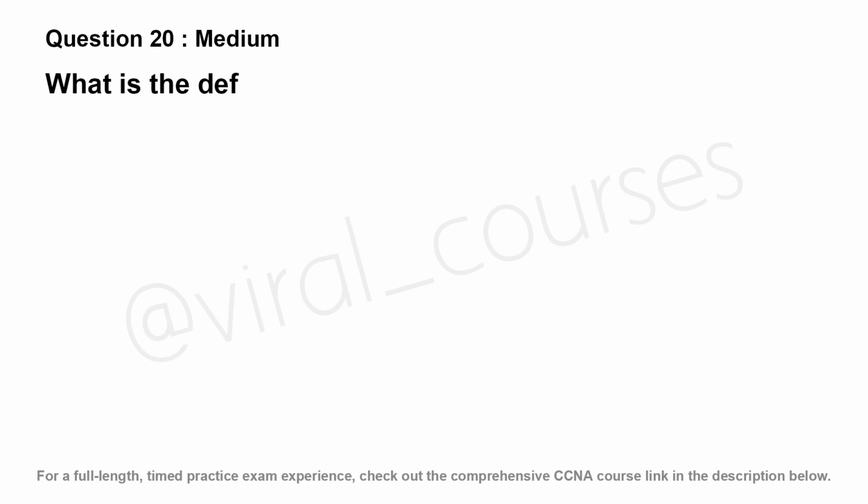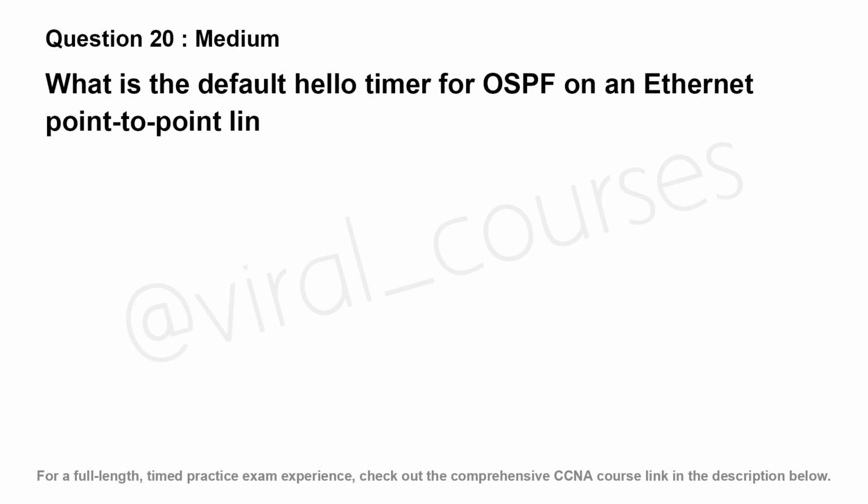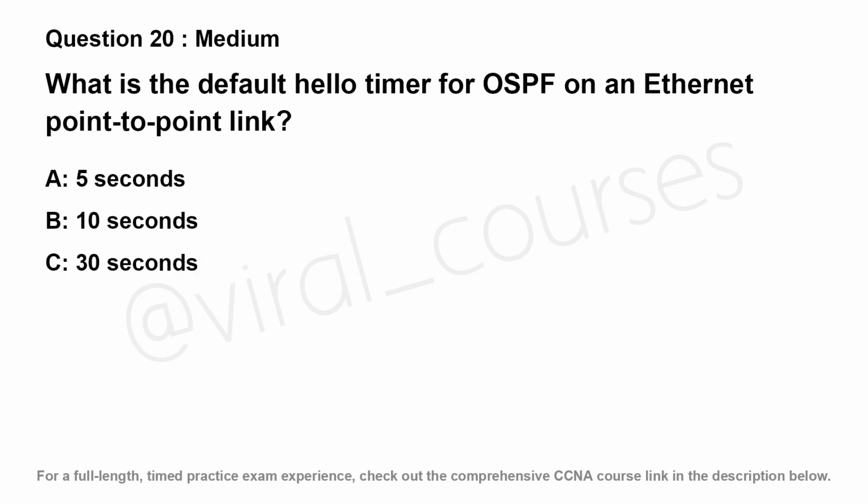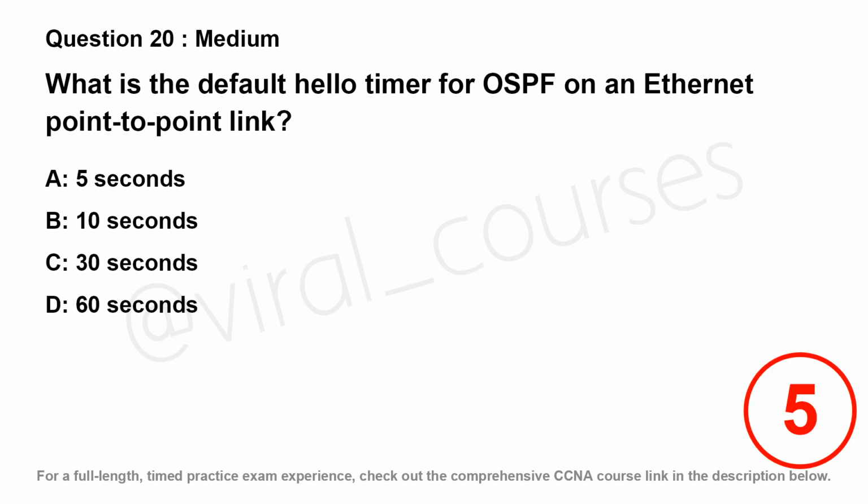What is the default hello timer for OSPF on an Ethernet point-to-point link? Option A, 5 seconds. Option B, 10 seconds. Option C, 30 seconds. Option D, 60 seconds.